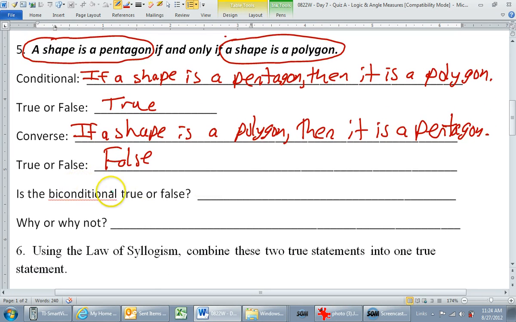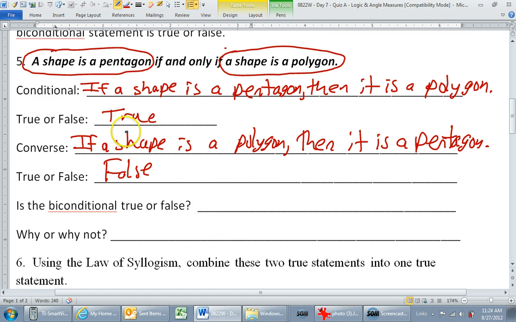So, when I asked you, is the biconditional true or false, all you were supposed to do is look above. You see the conditional, true. You see the converse, false. So is the biconditional true or false then, guys? I need to hear everybody. Is the biconditional true or false? False. It's false. Okay?